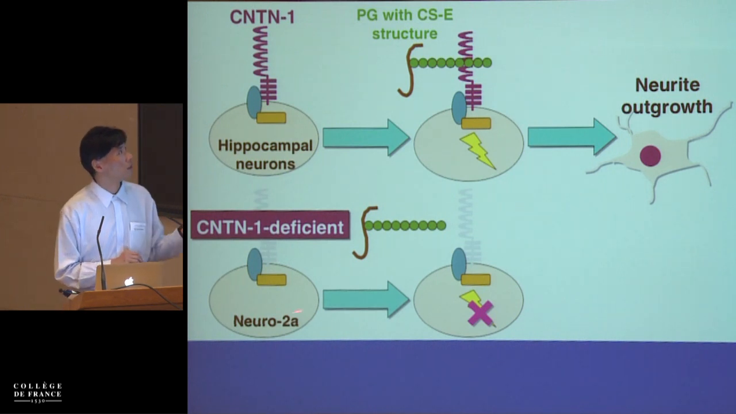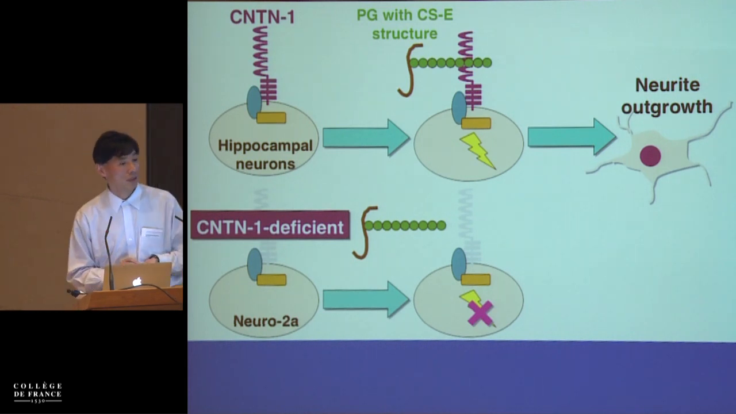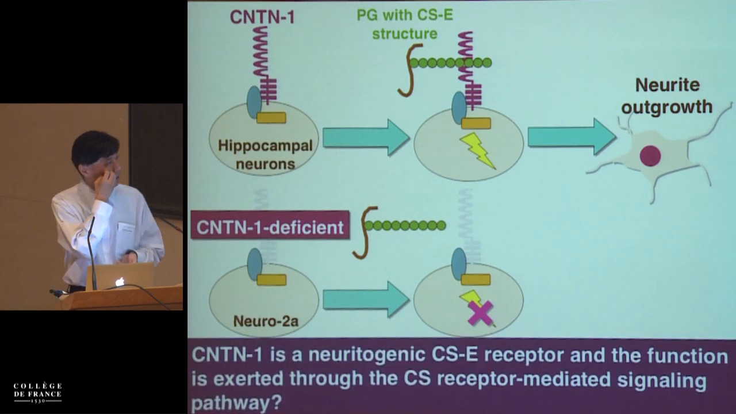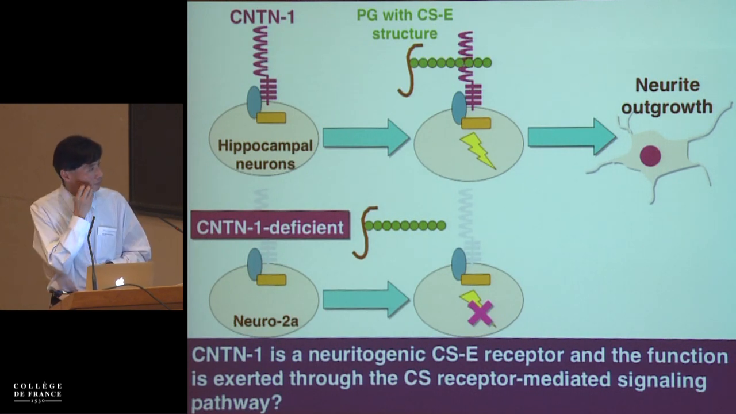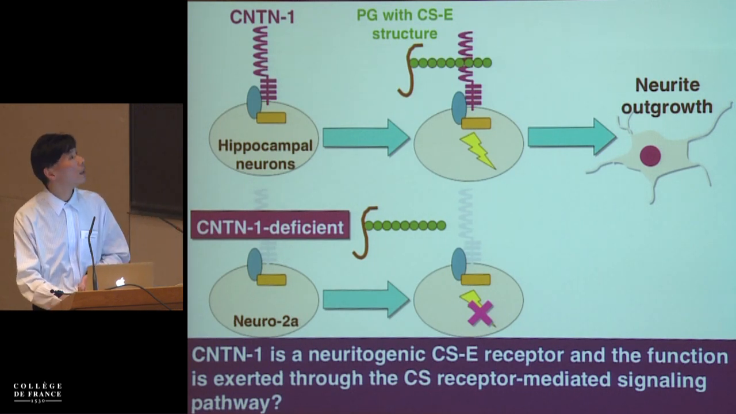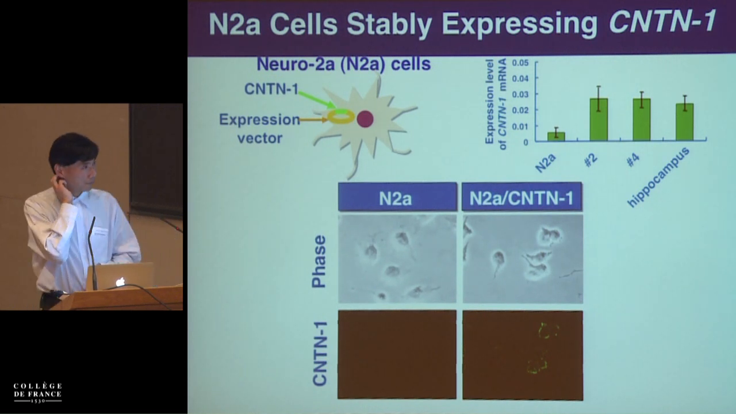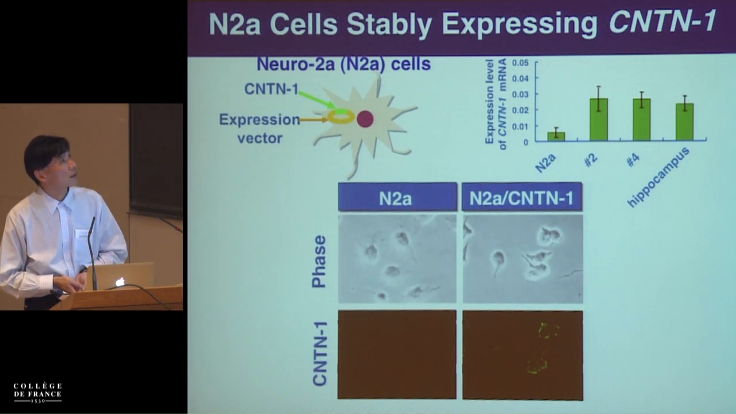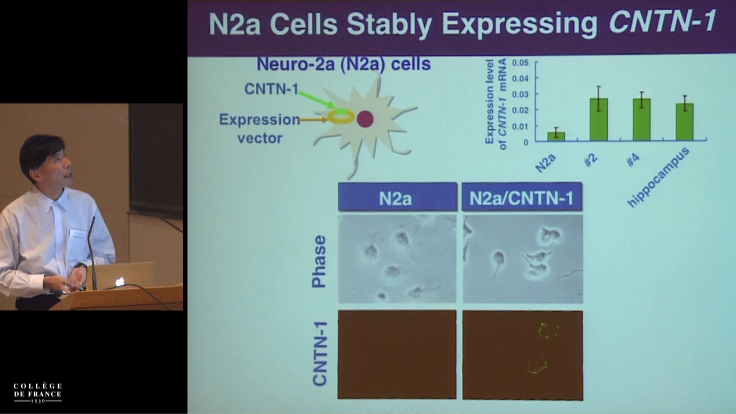In contrast, contactin 1 deficient Neuro2A cells cannot induce chondroitin sulfate mediated neurogenesis, indicating that contactin 1 is a neurogenic chondroitin sulfate E receptor, and that its function is exerted through the chondroitin sulfate receptor mediated signaling pathway. To examine the involvement of contactin 1 in chondroitin sulfate E mediated neurogenesis, Neuro2A cells were stably transfected with an expression vector carrying a contactin 1 cDNA.